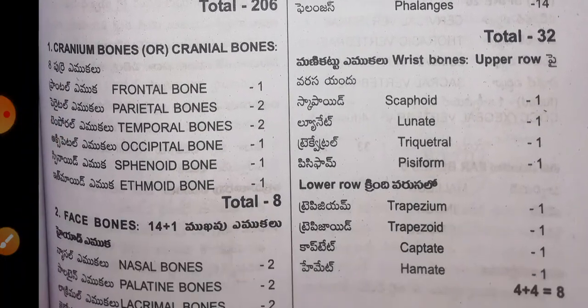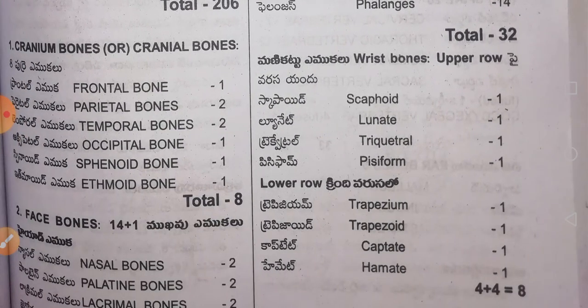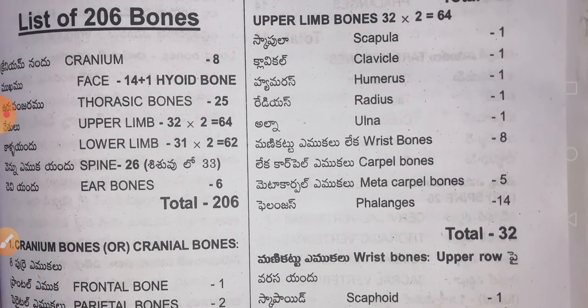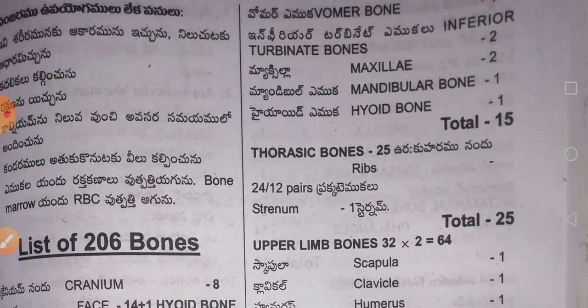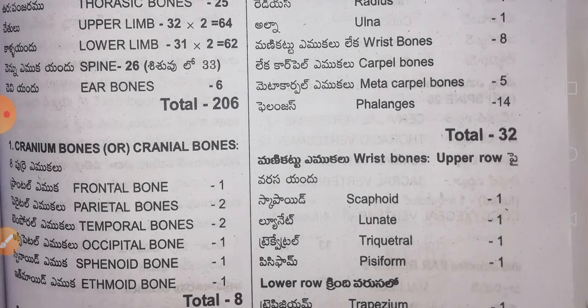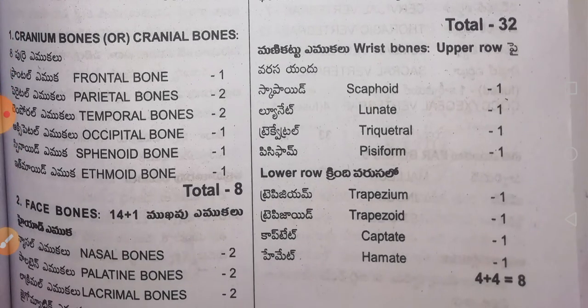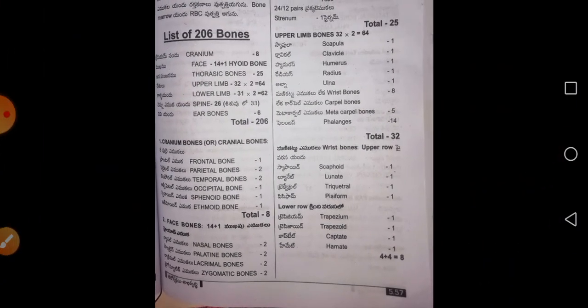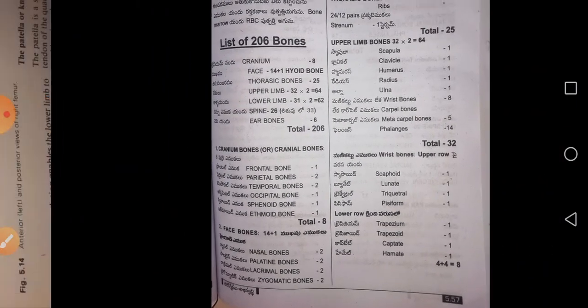In the cranium, there is the frontal bone 1, parietal bones 2, temporal, occipital, sphenoid. Then nasal bones, zygomatic, lacrimal bones will be there, like upper limb. Inferior, vomer bone, 15 bones, maxilla, mandible, thoracic bones, upper limb bones, overall 32. Wrist bones and lower row. So overall 206 bones. If you want, you can go through this pic. Next continuation.